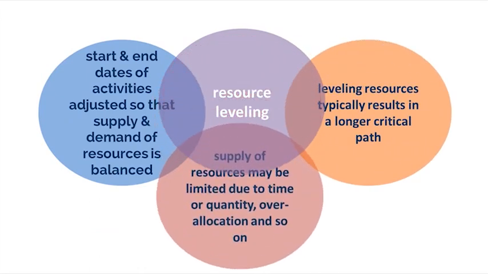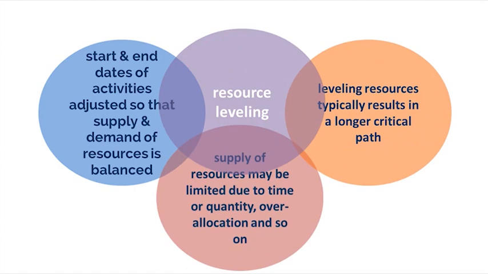The supply of resources may be limited due to time or quantity, overallocation, or there may be a need to schedule them at a constant level. Leveling resources typically results in a longer critical path, so it's important to allocate scarce resources to critical path activities first in order to minimize the impact to the project schedule.